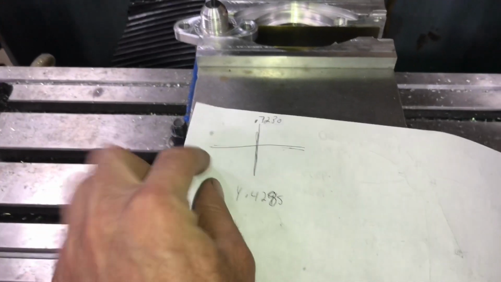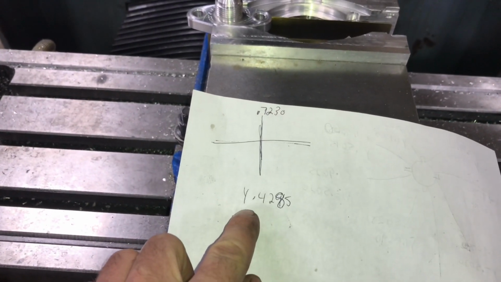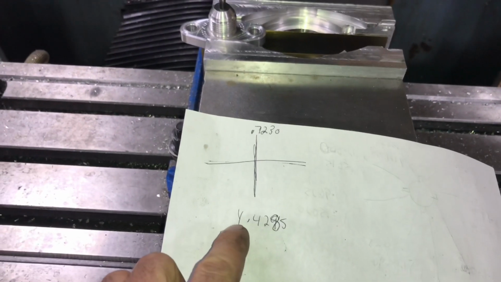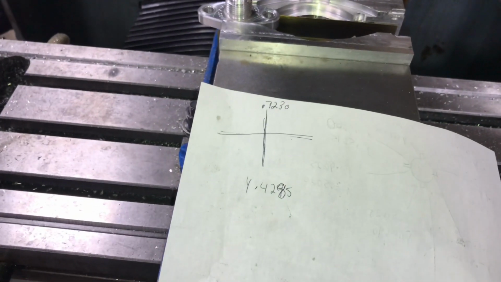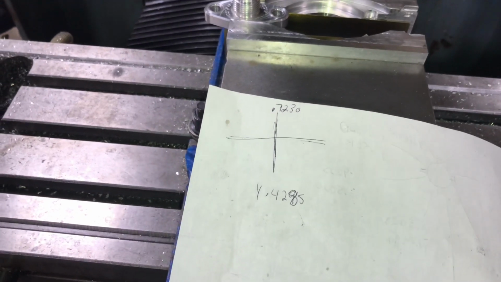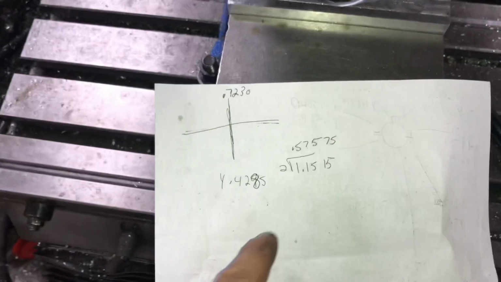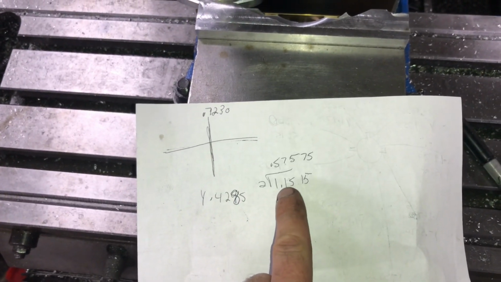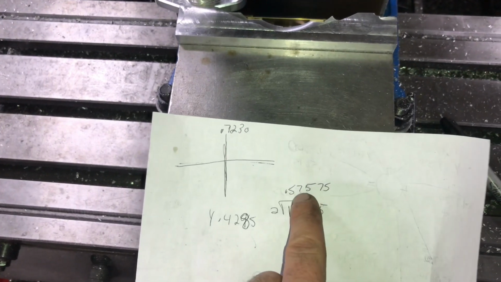To figure out the center, we're going to add both of these together. Make sure you pay attention to if they're positives or negatives. Both of these are positives, so if they are positive and negative, you just keep the sign with it. So we add these two together and divide by 2. I took the two numbers, added them together, got 1.1515. I divided that by 2.